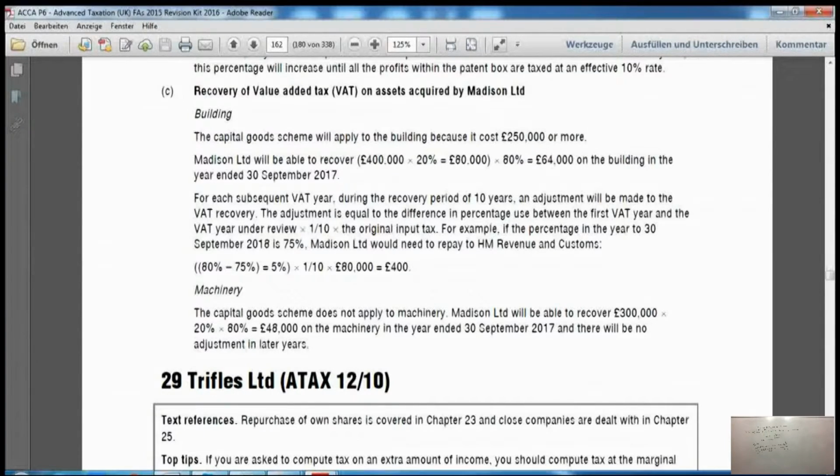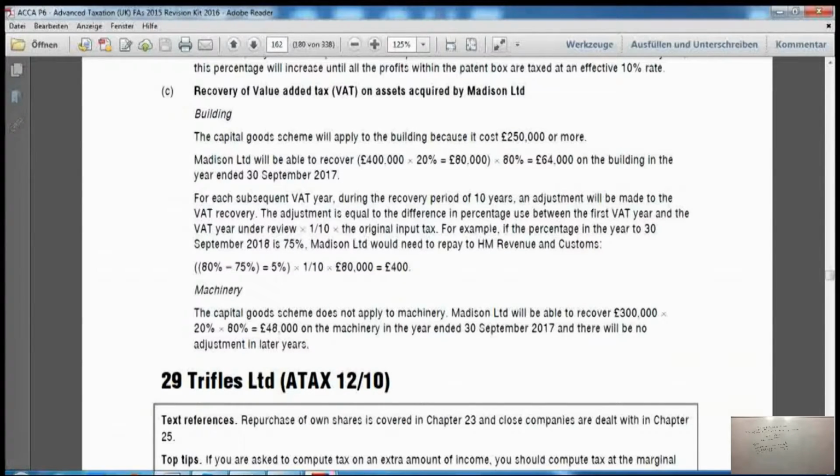Now on the building it says capital goods scheme will apply on the building because it costs more than £250,000. Madison will be able to recover 400,000 multiplied by 20% is equal to £80,000 multiplied by the percentage used in this year, which is 80%. So take £64,000 on the building in the year to 30th September 2017. Now for each subsequent year during the recovery of 10 years, an adjustment will be made to the VAT recovery.